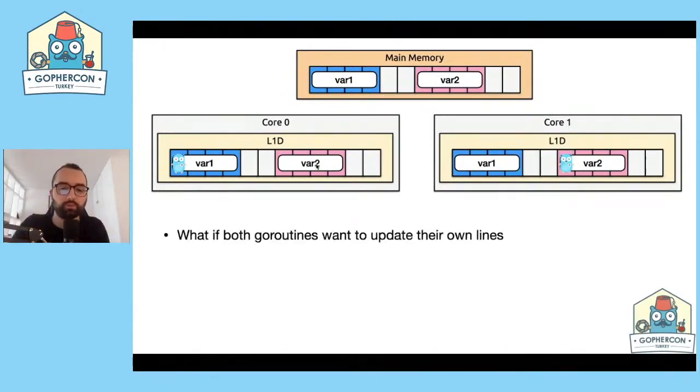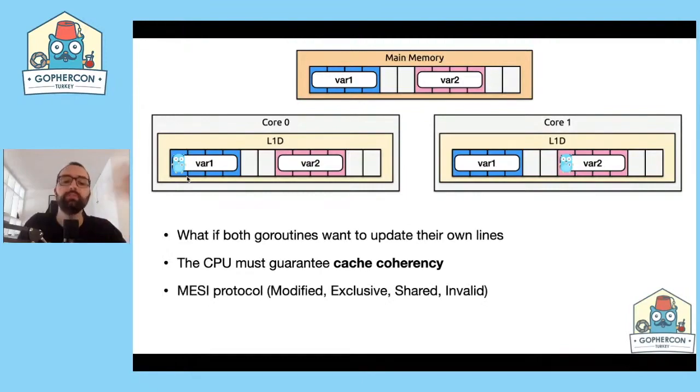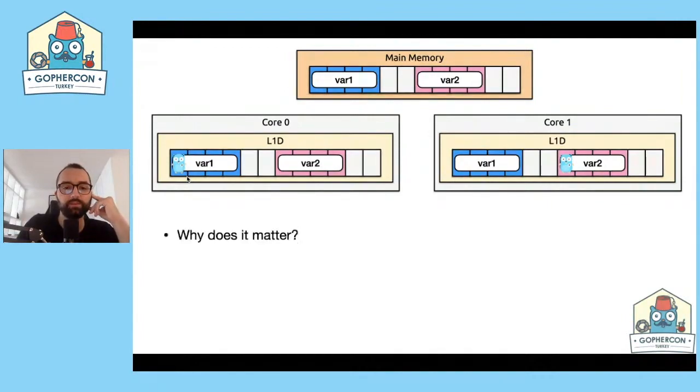And now what if both goroutines want to update their own lines? Basically, the CPU does not know whether our goroutine will just update var1. For it, the granularity is just at the cache level. And the goal of the CPU here is to guarantee what we call cache coherency. So whenever you modify a cache line, the CPU is going to preserve the coherency. And there is an internal protocol called the MESI protocol. Well, no need to spend too much time here. But why does it matter that the CPU is going to preserve cache coherency?